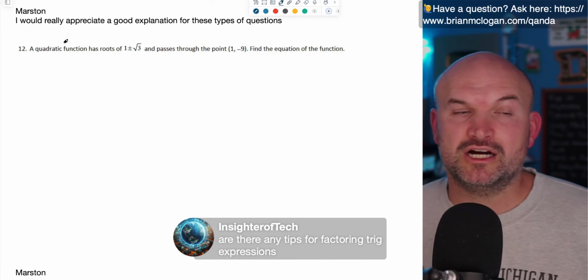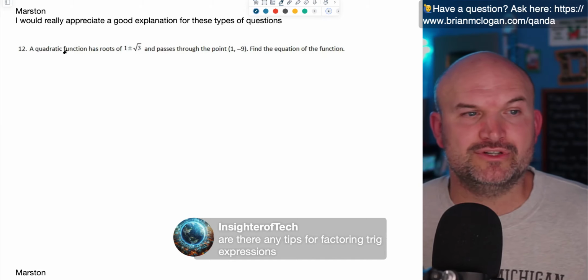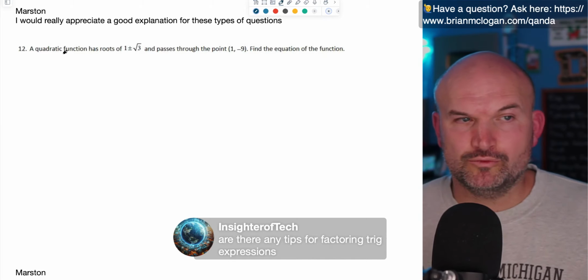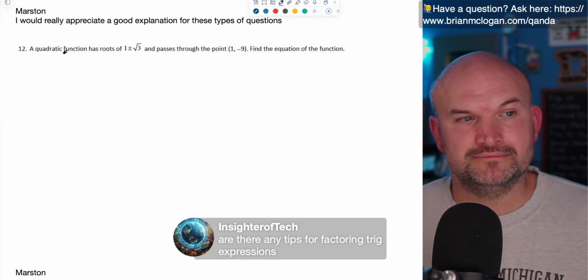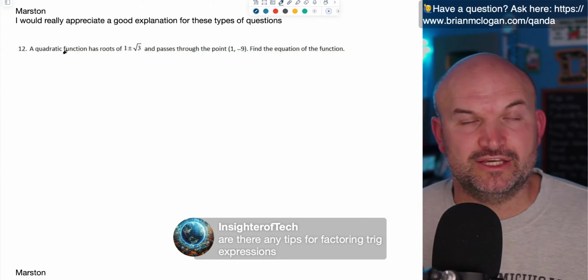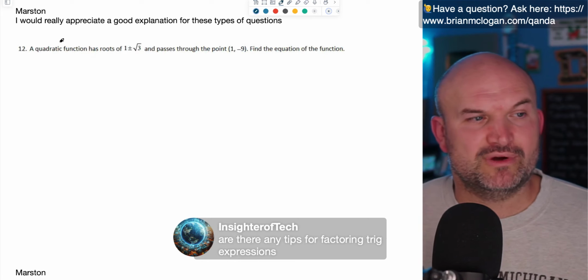Okay, so a couple things we need to know. We need to know what roots tell us about the equation of this. So let's just go through a basic quadratic.